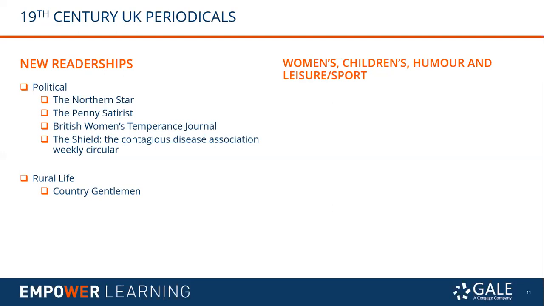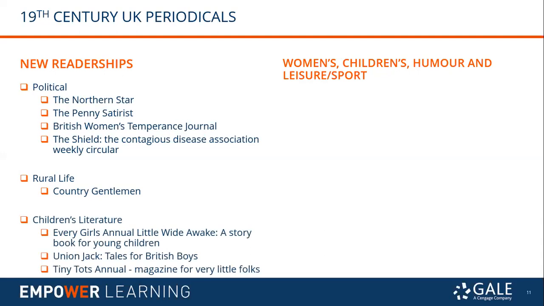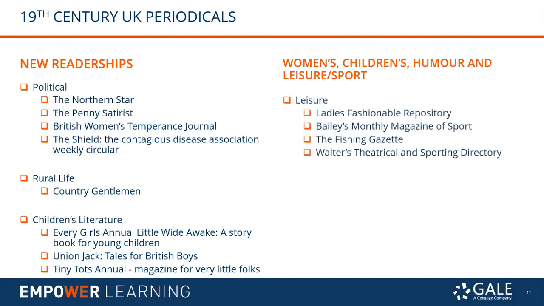I imagine something Mr. Darcy would be approving of. Children's literature, so there are literature journals related to young children, girls, Union Jack, Tales for British Boys, and then a Tiny Tots for very little people. For leisure, you can look at ladies' fashionable content. You can look at a monthly magazine of sport. There's one called the Fishing Gazette, which my husband will probably be very interested in. And then there's one called Walter's Theatrical and Sporting Directory.